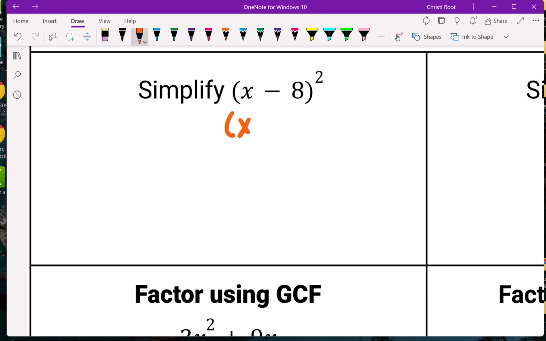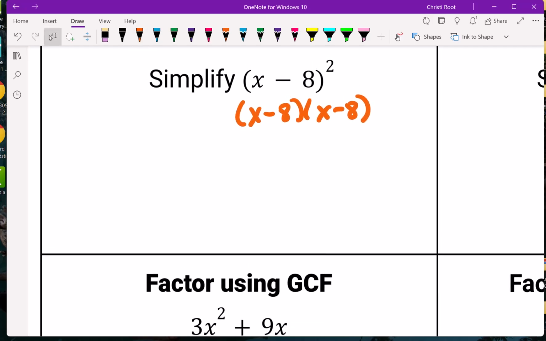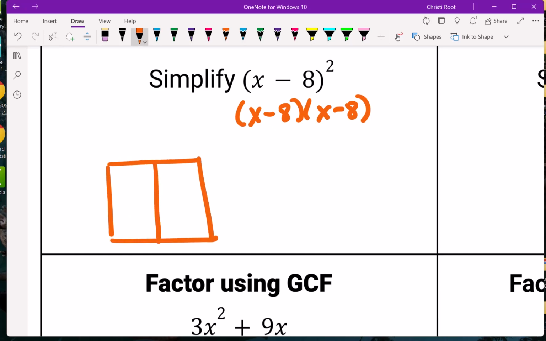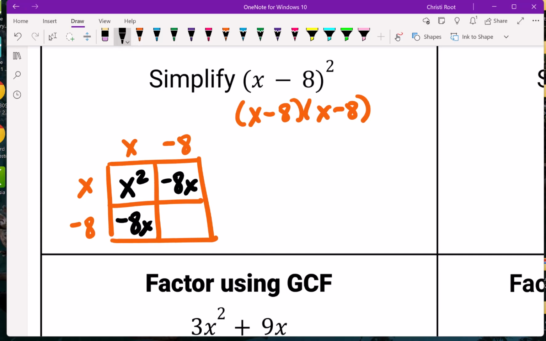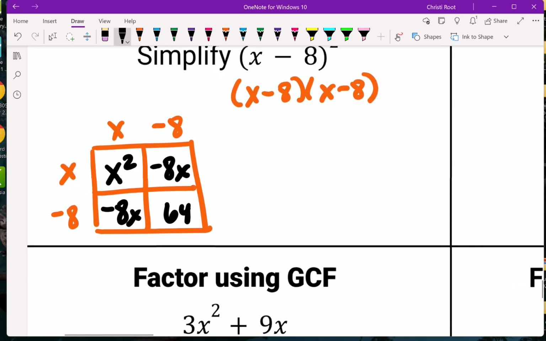What this means is x minus 8 times x minus 8. Agreed? That's what that means. So what you have to do is multiply a 2 by a 2. When you multiply a 2 by 2, it's going to look something like this. So you've got x minus 8, x minus 8. When you multiply it out, you get x squared minus 8x, and then that's minus 8x, and you get 64. So remember, the most popular missed answer is this.